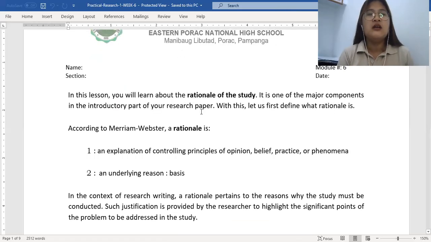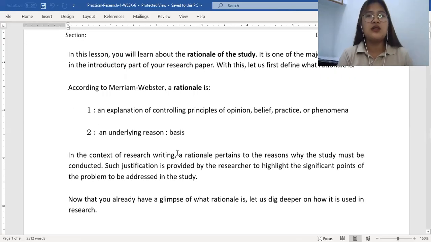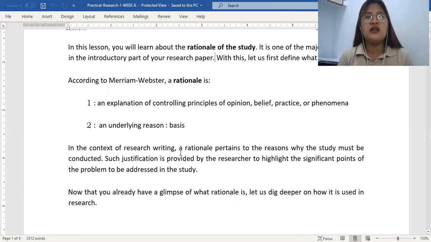So a rationale is an explanation of controlling principles of opinion, belief, practice, or phenomena. This is the underlying reason or basis. So sa konteksto ng research writing, the rationale tells us kung bakit mo ginagawa yung study mo. So yung justification na ibibigay mo bilang researcher will address the significant points of the problem na ina-address mo sa study mo. So kumbaga, di ba, gagawin mo yung research mo ng may dahilan ka.